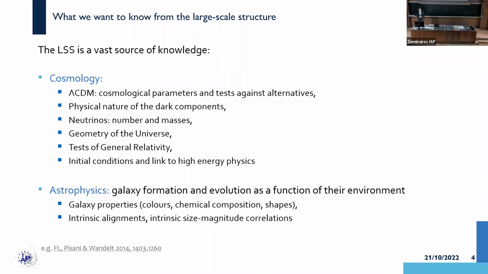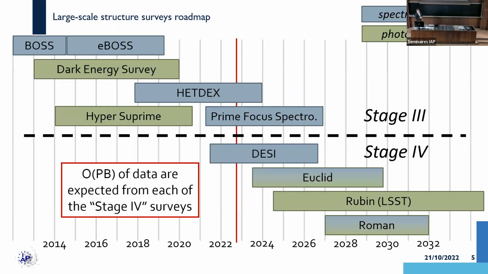Also some astrophysics, mostly linked to galaxy formation and galaxy evolution as a function of their environment. Here we care about galaxy properties, color, chemical composition, and shapes as a function of the environment, and effects such as intrinsic alignment and intrinsic size-magnitude correlations, which are very important in particular if we want to understand weak gravitational lensing. Right, so let's have a look at the roadmap.